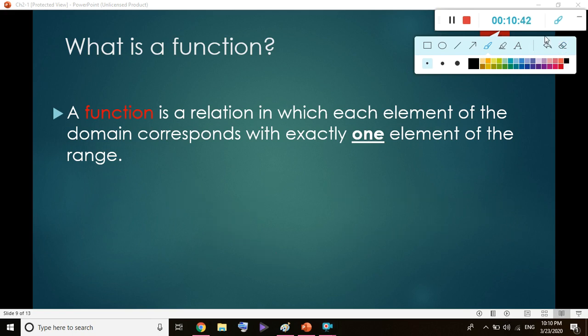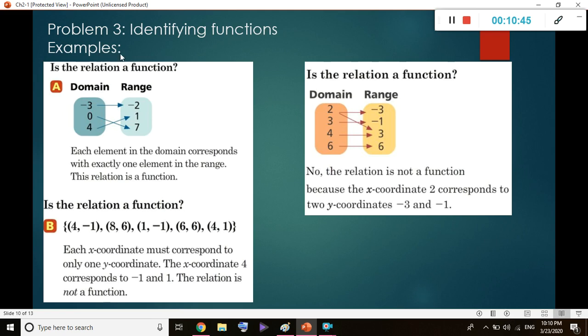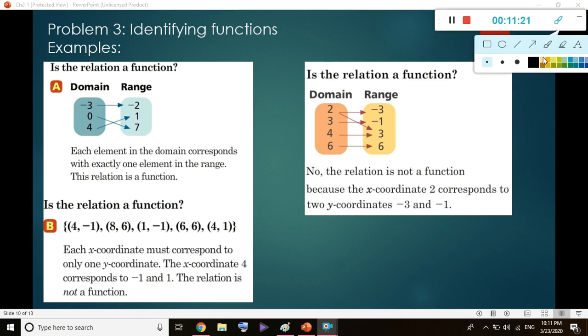Now let's see an example. In the next page we have more than one example, identifying functions. Now let's try this one. Here, these are the domain and these are the range. We have -3, it corresponds to only -2, so this one is okay. 0 corresponds with 7, so this is also okay. 4 corresponds only with 1, so it's okay. So this means that each element in the domain corresponds with exactly one element in the range. So this is called a function, so this is correct.